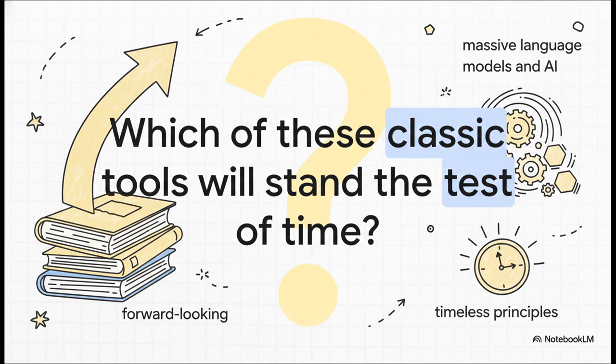And that brings us to our final question, something to think about. We've just walked through the absolute foundations of NLP, but in a world where AI is moving so incredibly fast, it's worth asking, which of these classic ideas are more than just historical footnotes? Which ones are truly timeless principles that will keep shaping the future of how machines understand us?